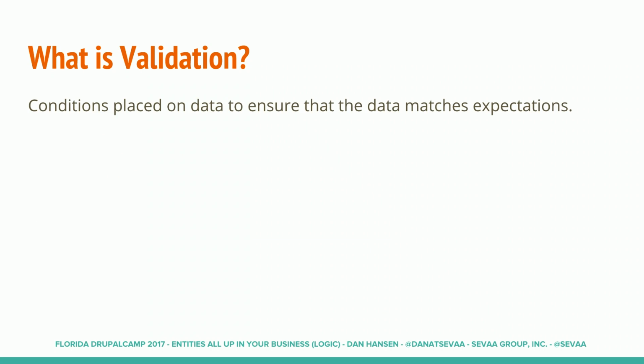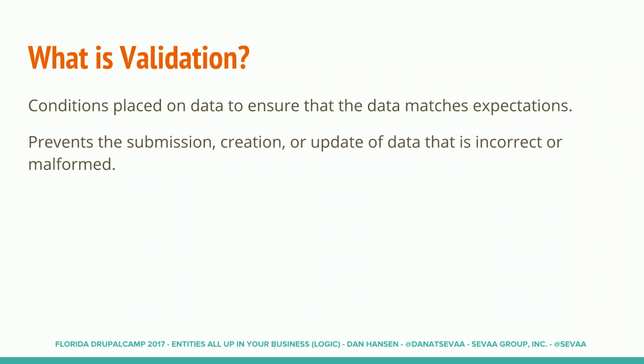So, what is validation? Validation is conditions placed on data to ensure that the data matches expectations. It's basically how we get what we want in the data that we have. We prevent the submission, creation, or update of data that's incorrect or malformed. We want to keep that from being altered in such a way, just like we want to keep it from being created in such a way that it is incorrect. We can also check quality of existing data. Always useful to be able to go through and say, hey, this is wrong, if you brought the data in from a different source.